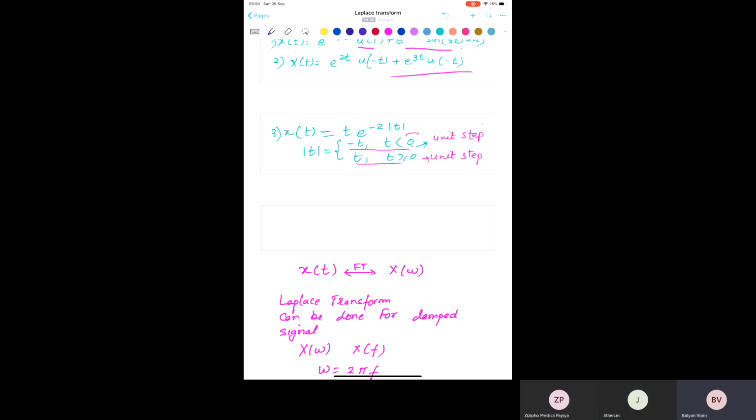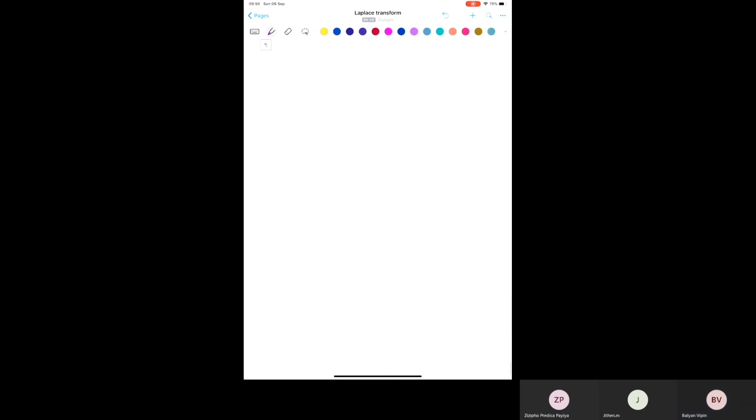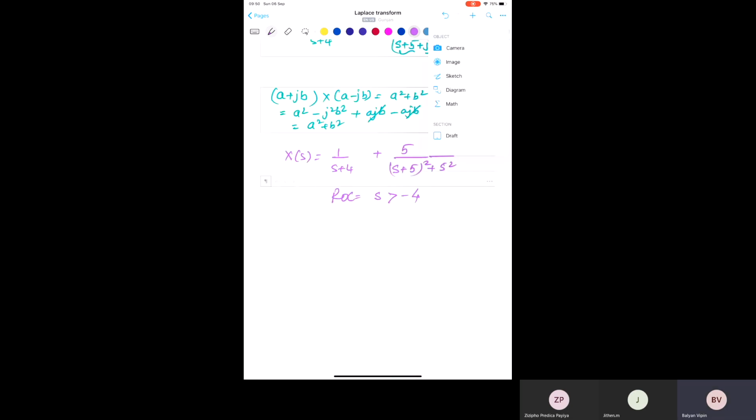Okay, good. Now the other question, if you see it on the screen, is t into e raised to the power minus 2 mod t. I gave them a hint how to solve it. If you know how mod works, whatever you have in the mod, you want to make sure that it is always positive. So now we are basically doing that.